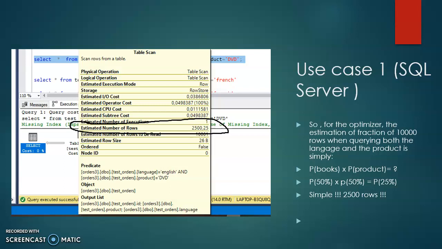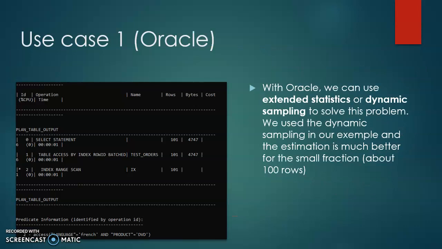We took the same example with SQL Server. And again, the optimizer of the SQL Server engine made the same mistake. So again, among 10,000 products, it estimated only 2,500 rows when querying on language and on product type. Again, it was wrong. So what should we use? What technique should we use in order to find the right solution?